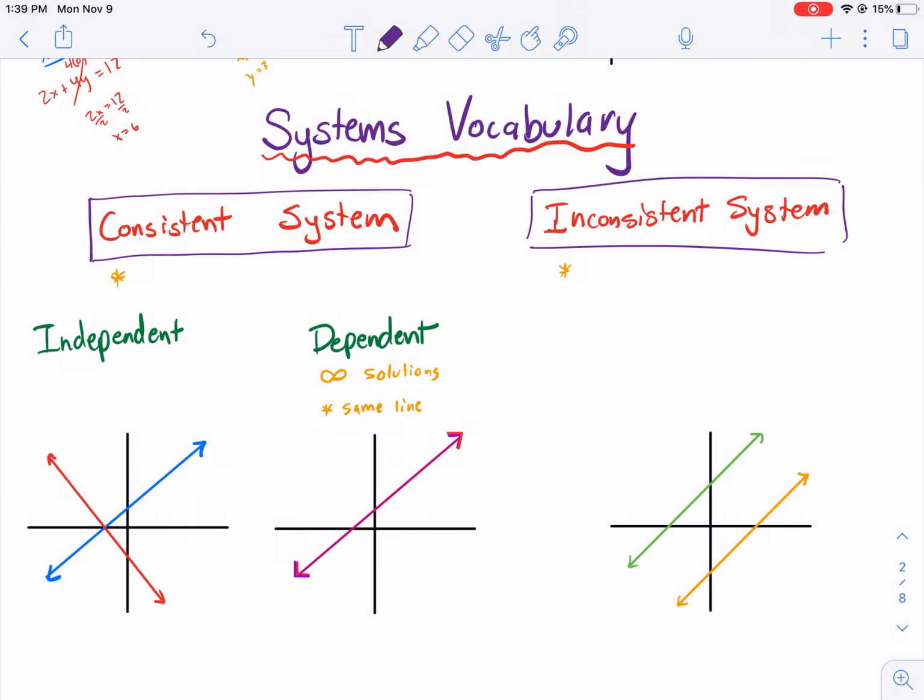So consistent system, this means that there is an intersection between the lines. If there's an inconsistent system, that means there is no intersection. Okay, so let's go over the first.